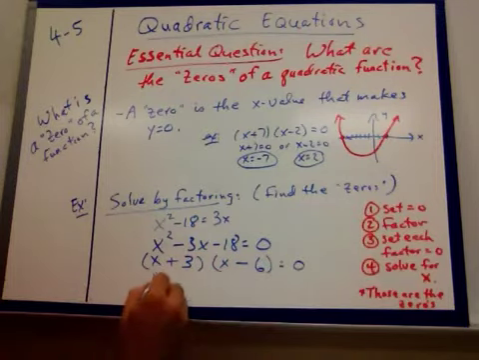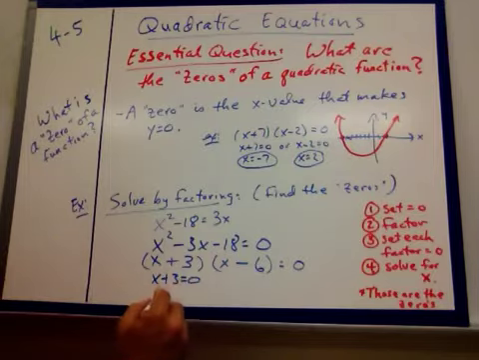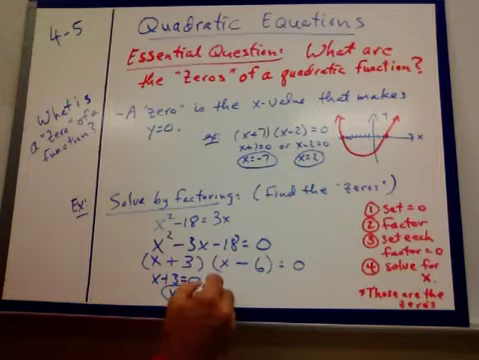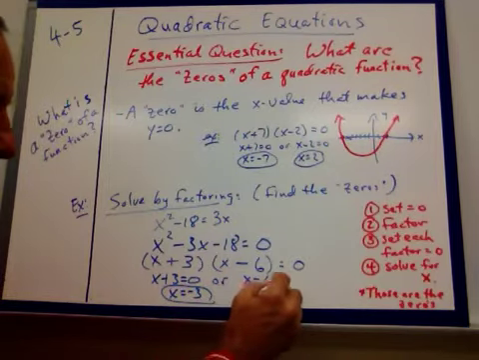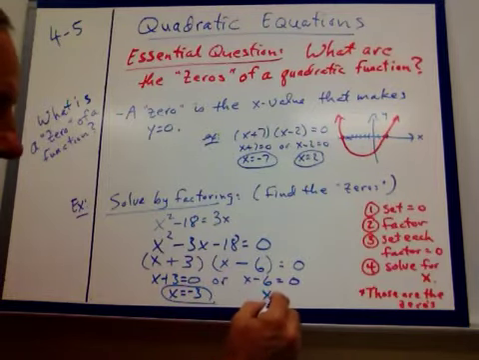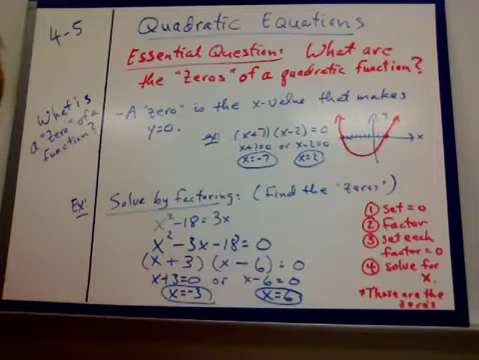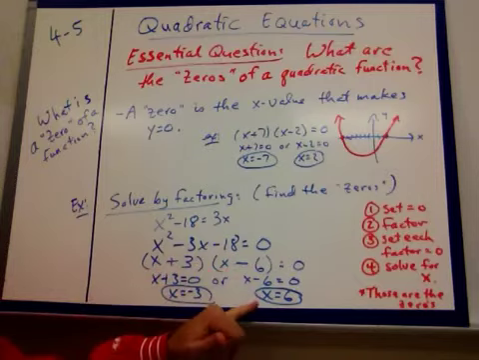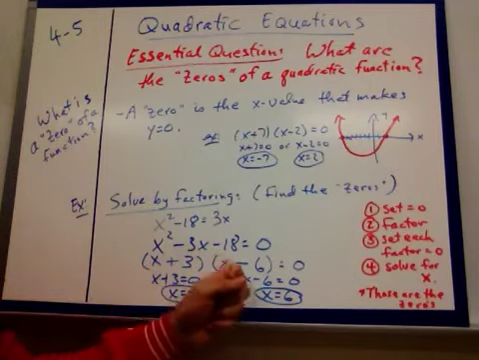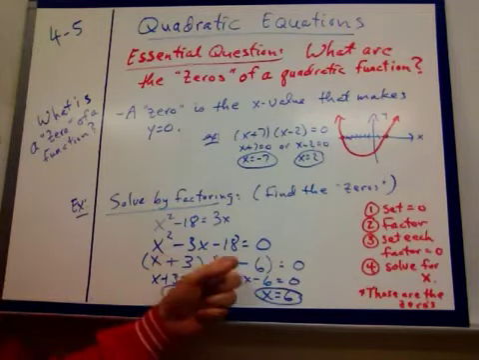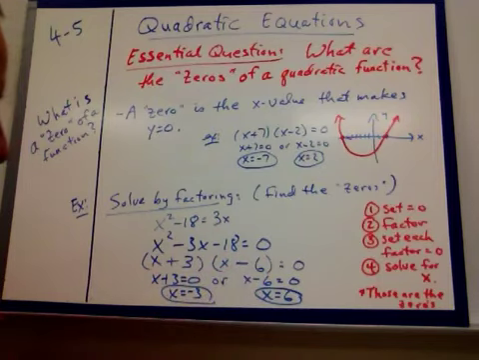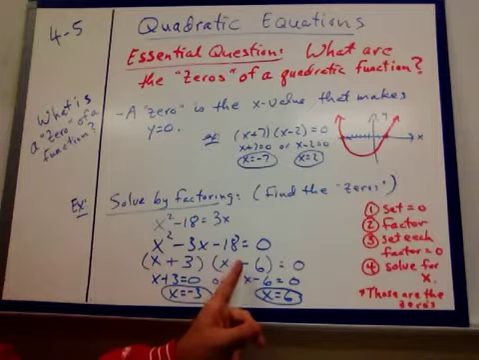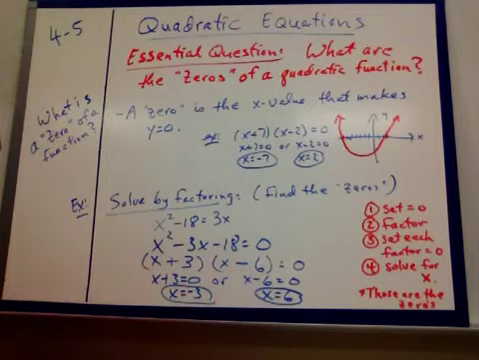Then set each factor equal to 0. And solve it. Subtract the 3 over. Or x minus 6 equal to 0. Add the 6 over, x is equal to 6. So by factoring, we get the factors, set each factor equal to 0, because this times this has to be 0, so either one or both are 0. And then in order to get that to be 0, x would be negative 3. In order to get that to be 0, x would equal 6.